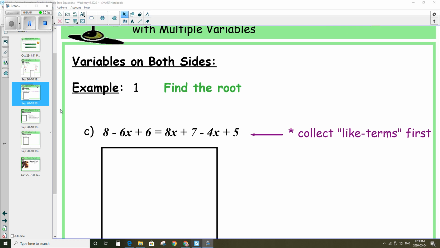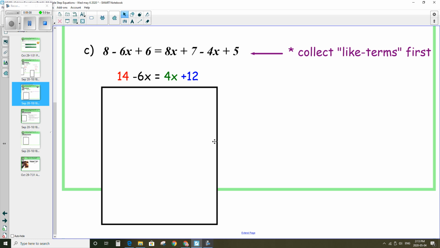Okay, same process, except what we want to do first is you always want to check to see if you can collect like terms, all right, before you start moving terms around. So on the left-hand side, I can see that I can add the 6 and the 8. Okay, and then on the right-hand side, I can add the 8x and the negative 4x, and I can add the 7 and 5 together to simplify. Okay, so I have done that.